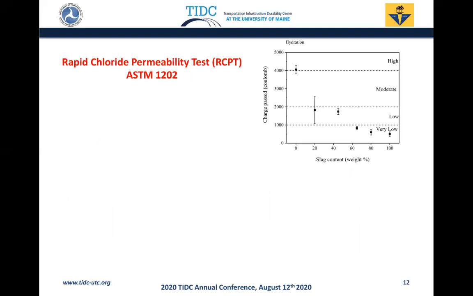Here, we'll show rapid chloride permeability test, RCPT. In this test, we will show charge passed in for a specimen versus slag content. Here is for hydration, and it can be seen that in hydration curing, by adding slag content, we'll see decrease in charge passed in our cylinder, which means better, actually less permeability or better durability.